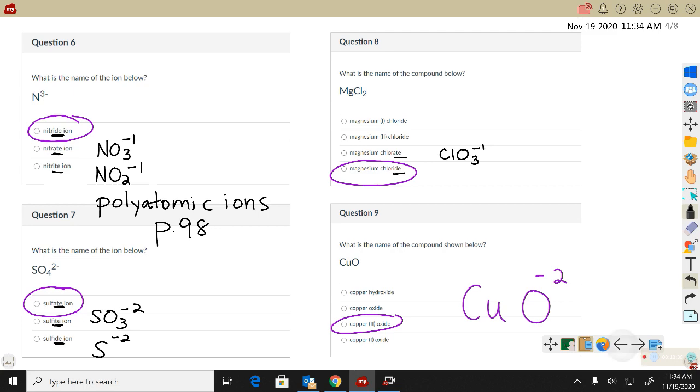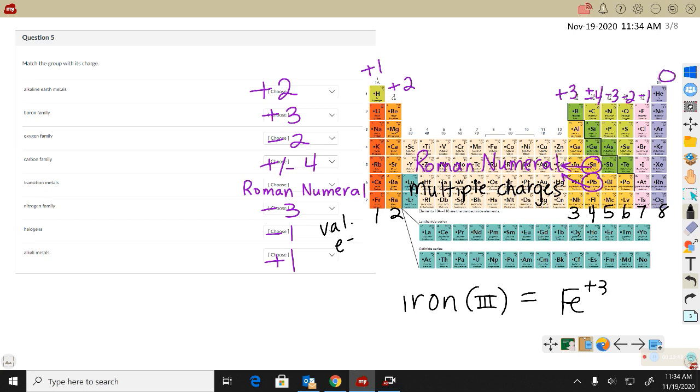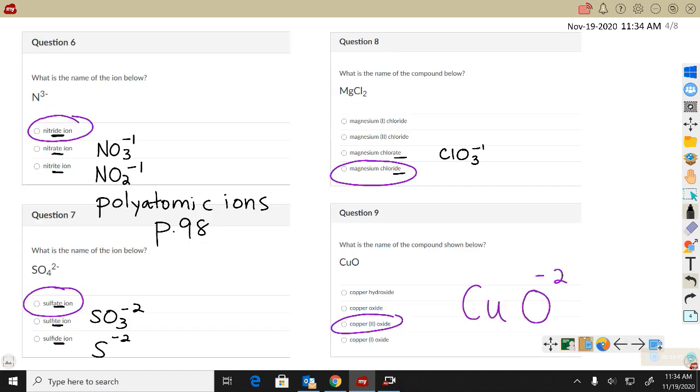Magnesium is always in the group that's plus 2. Plus 2 for life. It has no other option for charge, so you do not need a Roman numeral. But now copper, we do.